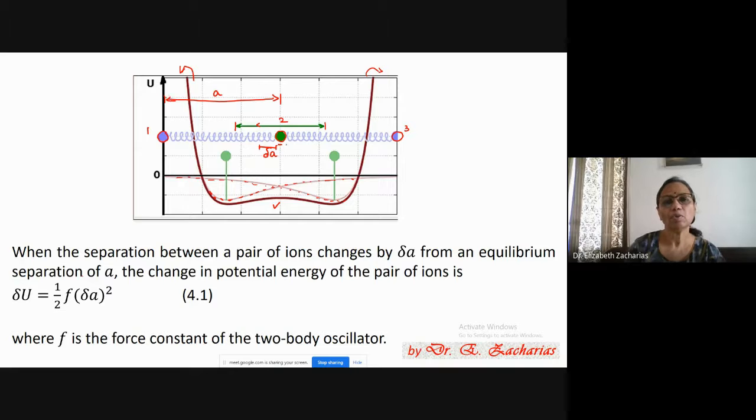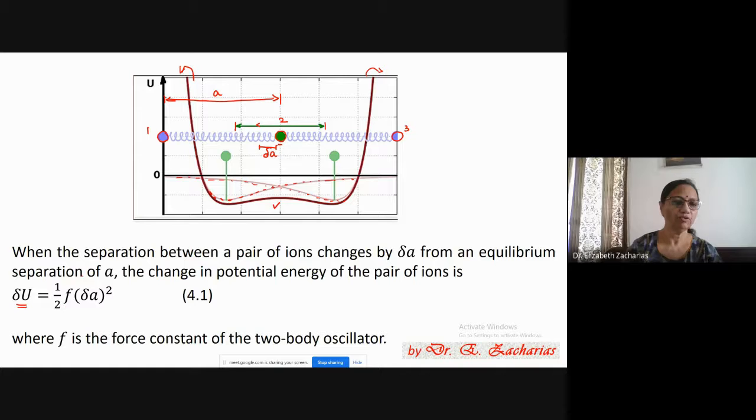Okay. Now, instead of keeping it A, if it moves from the equilibrium position by delta A, then there is a change in potential energy. So the change in potential energy is going to be given by half F delta A square. Remember, U is equal to half kx square. Few minutes back we saw.